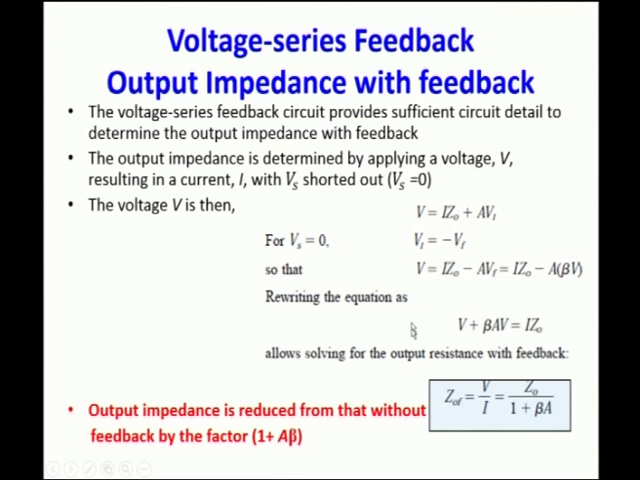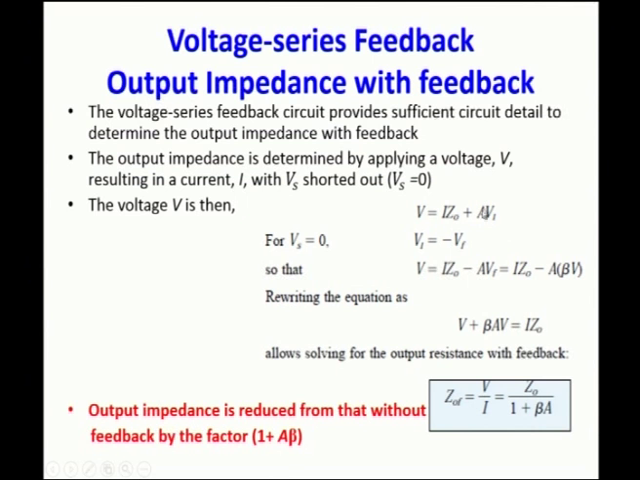So, when you look at the derivation, this is the common method to find out the output impedance. You have to short the input source voltage Vs. So, Vs is equal to 0, and you have to apply a voltage at the output side, that is the voltage V, and by this voltage you are getting a current I. So, from this you have to start the calculation. The voltage V applied at the output side is given as V equal to I Z0 plus AVi.